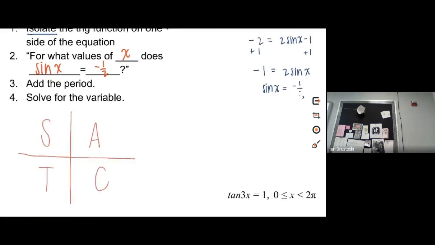And then we want to use this right here, this little thing where all students take calculus. So in the first quadrant, sine is positive, and in the second quadrant, sine is positive. But in the third and fourth quadrant, we would have -1/2 with pi over 6 as a reference angle. So in quadrants 3 and 4 is where sine of x would equal -1/2. So what is the reference angle in the third quadrant for pi over 6?